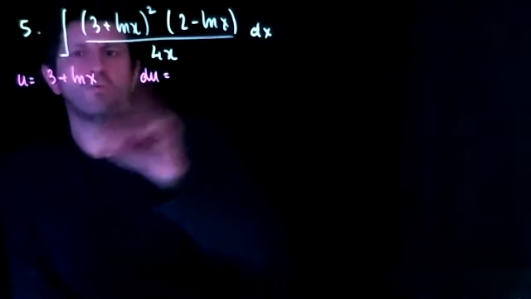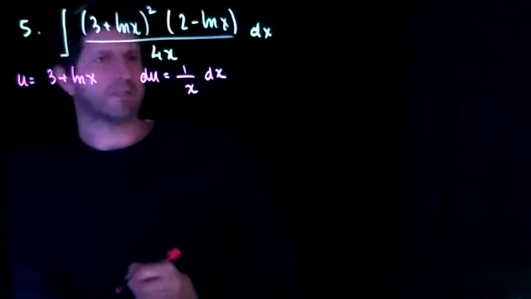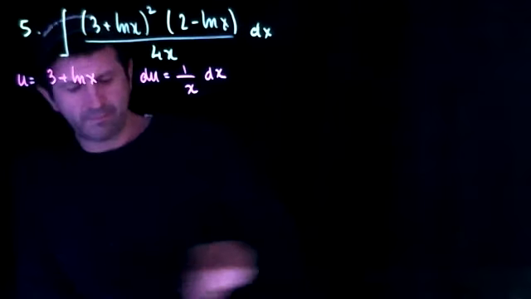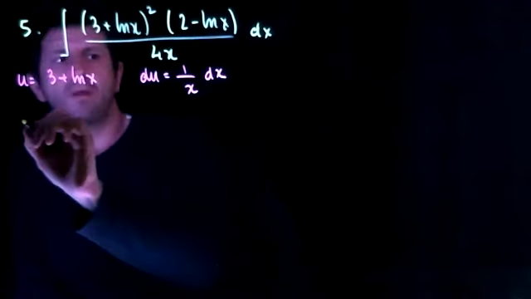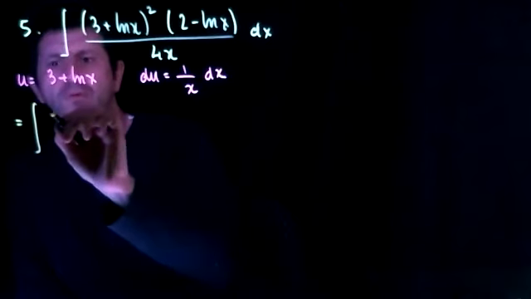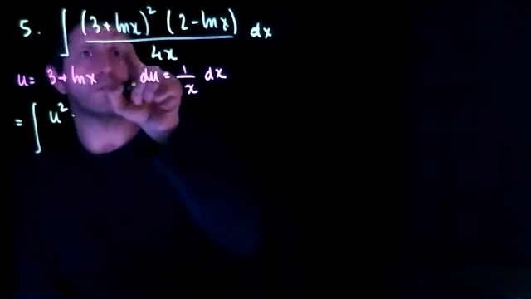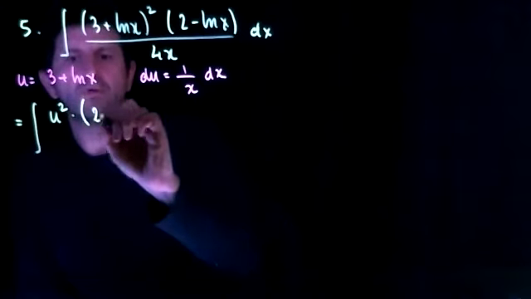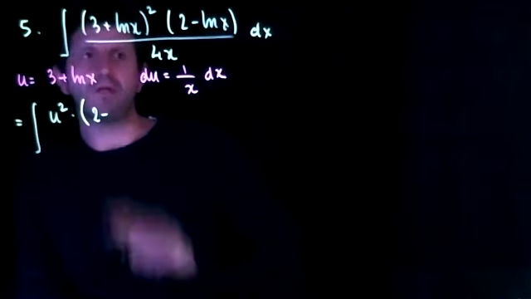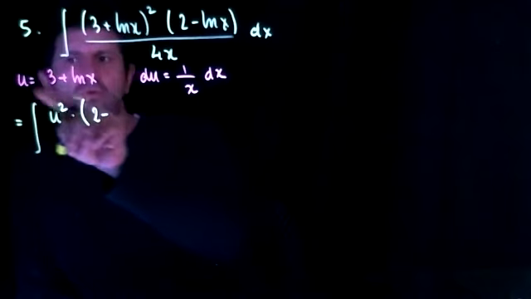And so du, the derivative, is 1 over x times dx. Okay, and now I'm going to replace. So it's equal to the integral of u squared, true, right, because that's u, times 2 minus, okay, so now I have to think. So ln x is what? ln x is u minus 3.